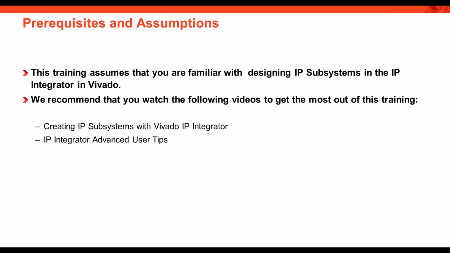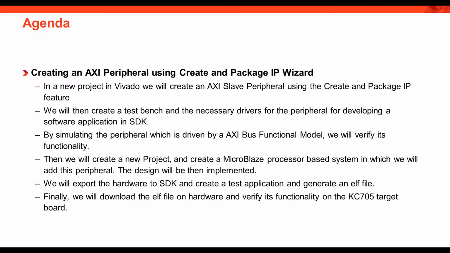In this quick take video, we'll create a new project in Vivado. Using the create and package IP feature, we will then create a slave AXI peripheral. We'll create a test bench and the necessary drivers for the peripheral for developing a software application in SDK. We'll simulate the AXI peripheral in Vivado to ensure that the registers of the AXI peripheral can be written and read from using an AXI bus functional simulation model.